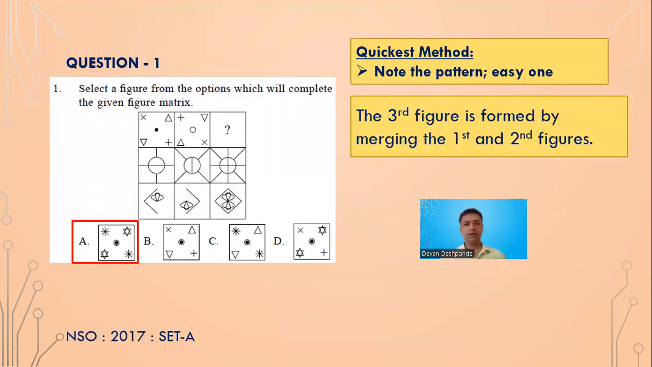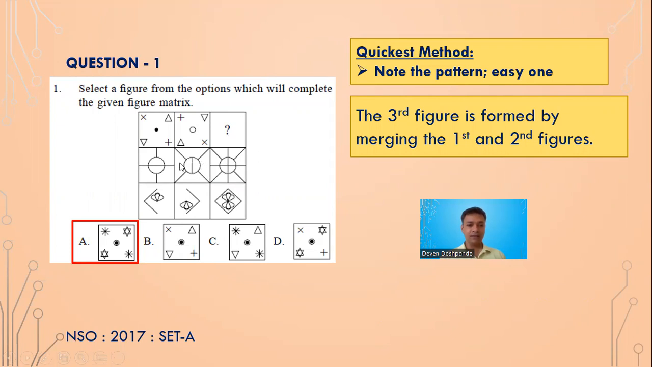Okay, so let's begin. The first one, select a figure from the options which will complete the given figure matrix. Okay, so the first one is something that we need to solve. The second one is we want to find the pattern. Again, the pattern is very easy. So easy questions to start the question paper. If you add the first figure with the second figure, you will get the third figure. Okay, you add the first figure with the second figure.